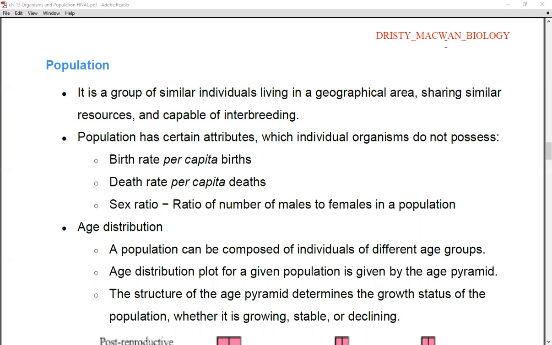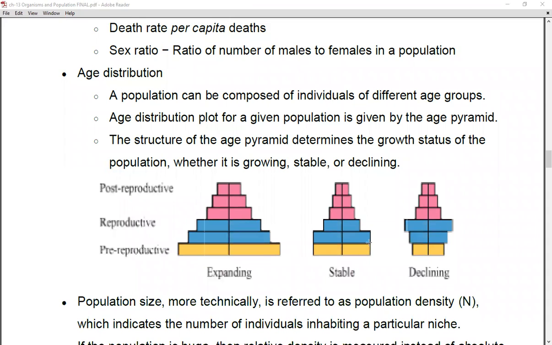Next, the structure of the age pyramid determines the growth status of the population, whether it is growing, stable or declining. So now we are going to see this figure. These are the structures of the age pyramid, and they are responsible for determining the growth status, right? The first figure where I'm showing the cursor is expanding, that is it is growing, right? The second one shows stable, that is it is neither increasing nor decreasing, right? The third is declining, that is it is decreasing in growth, right?